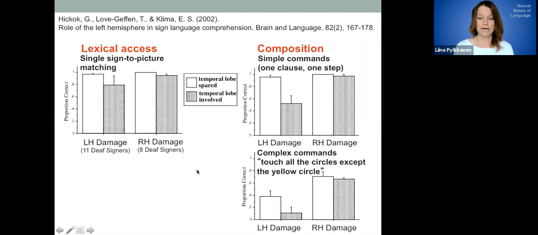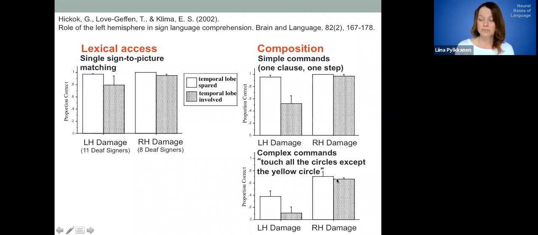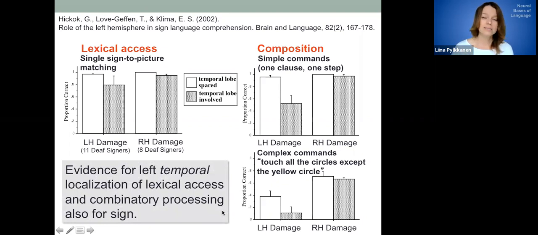What about the most complex task? Here, everyone is now suffering a bit. That makes sense because this is quite a complex task, and remember, these are individuals who have brain damage. So even the right hemisphere group is a little bit lower. And all the left hemisphere damaged individuals are quite impaired, but especially the ones whose left temporal cortex was involved in the damage. So here we can see evidence that lexical access and combinatory processing also localize in left temporal cortex in signers as well.